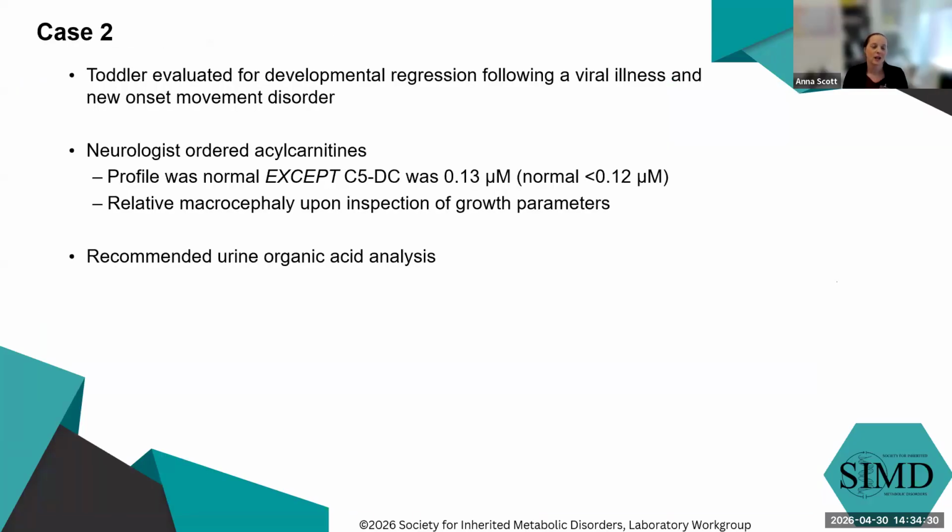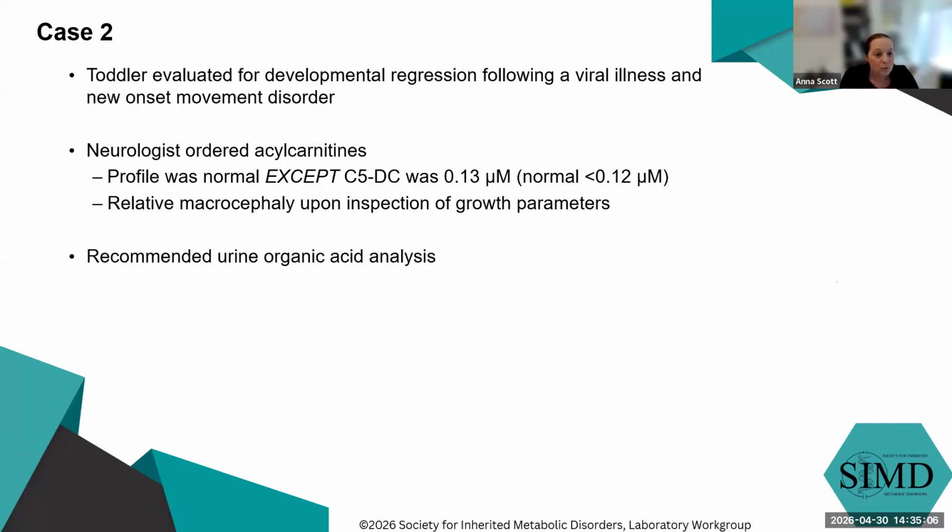Case number 2, toddler evaluated for developmental regression following a viral illness and new onset movement disorders. Patient was seen in neurology, and good job on that neurologist, ordered an acylcarnitine. That profile was horrifyingly normal, except for a really minimal elevation of our friend C5DC. This one was 0.13 micromolar with a normal cutoff of 0.12. It doesn't get subtler than this.